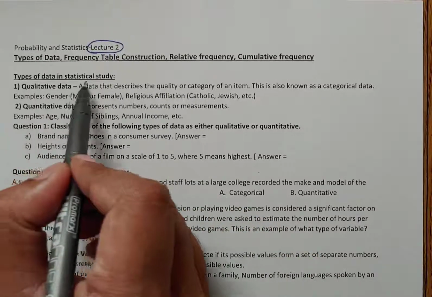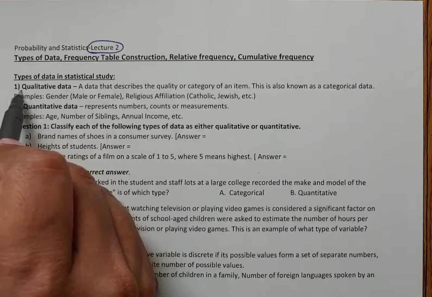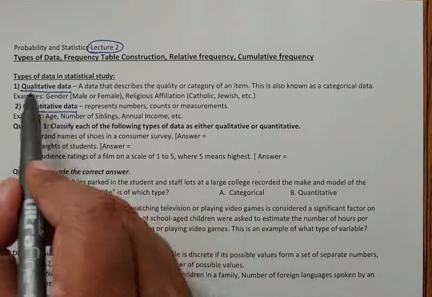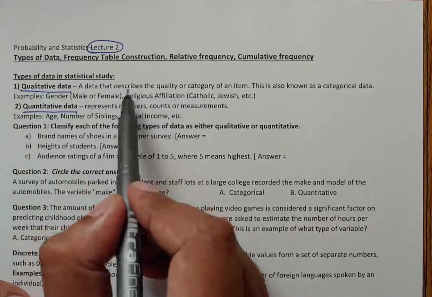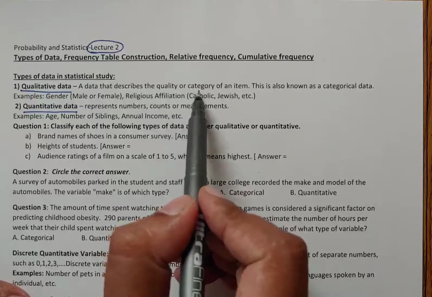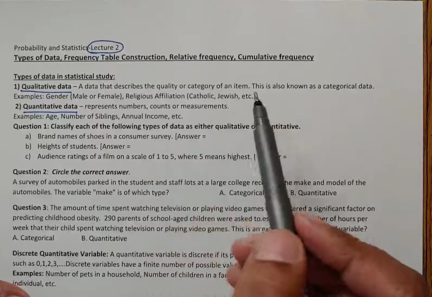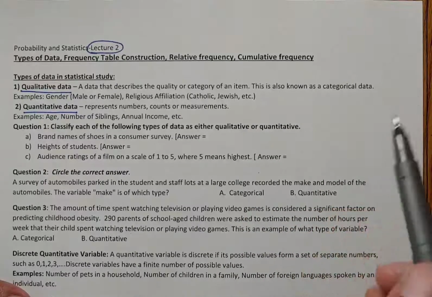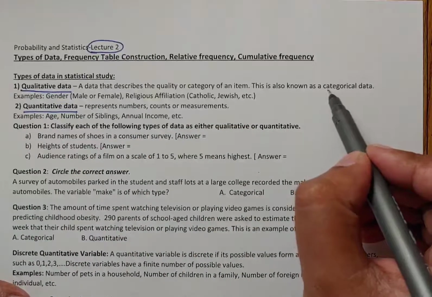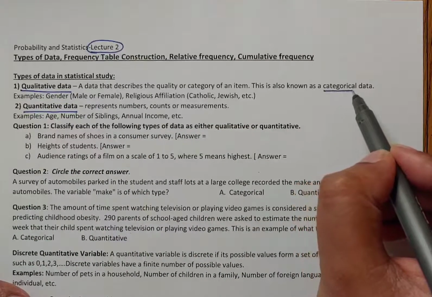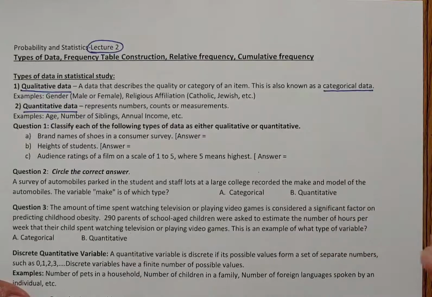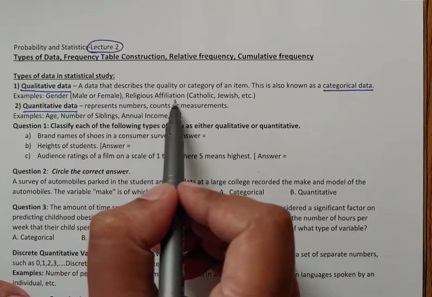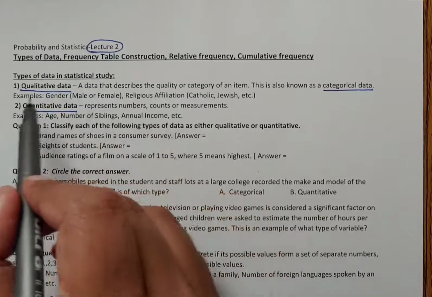Okay, so there are two types of data: qualitative data and quantitative data. Right? So qualitative data describes the quality or category of an item. This is also known as categorical data. For example, male, female, religious affiliation, these are qualitative data.